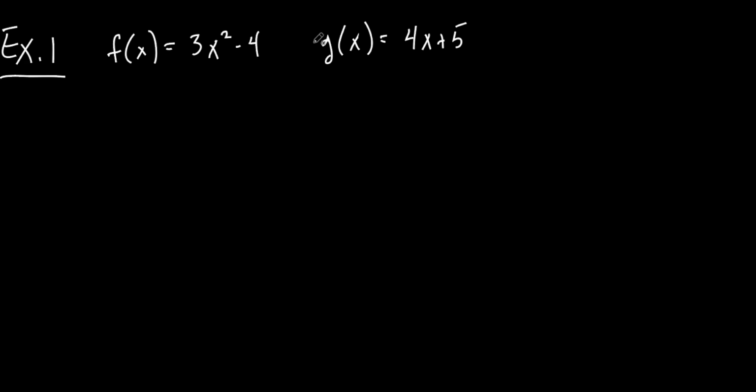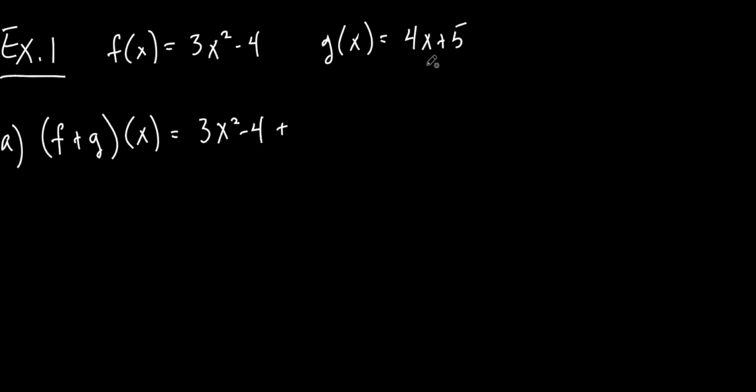All right, so the first one says, find each of these functions. So A says find f plus g of x. Well, what did we just learn? It just means you take your f function and your g function, and what do you do to them? Just add them together. So here's our f function right there, 3x squared minus 4, and you're going to add the g function to it, 4x plus 5. Very basic, very easy.